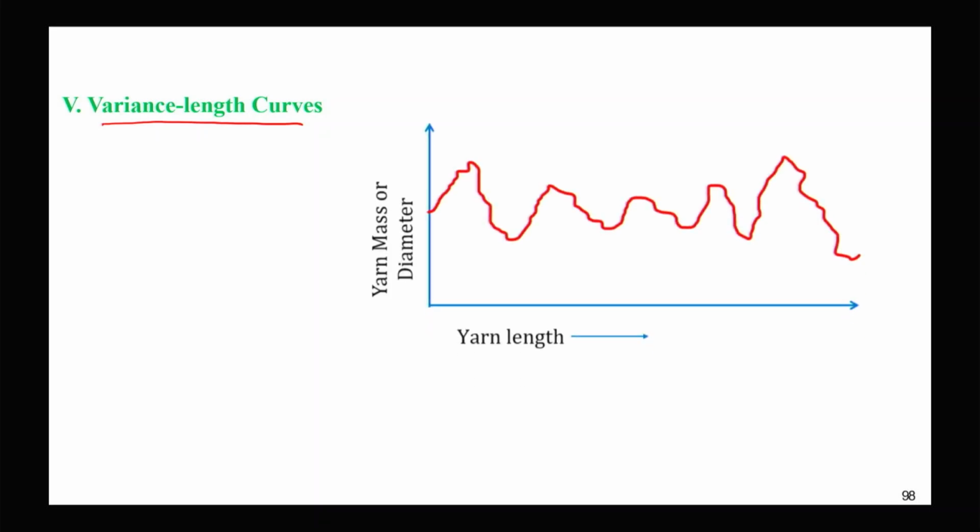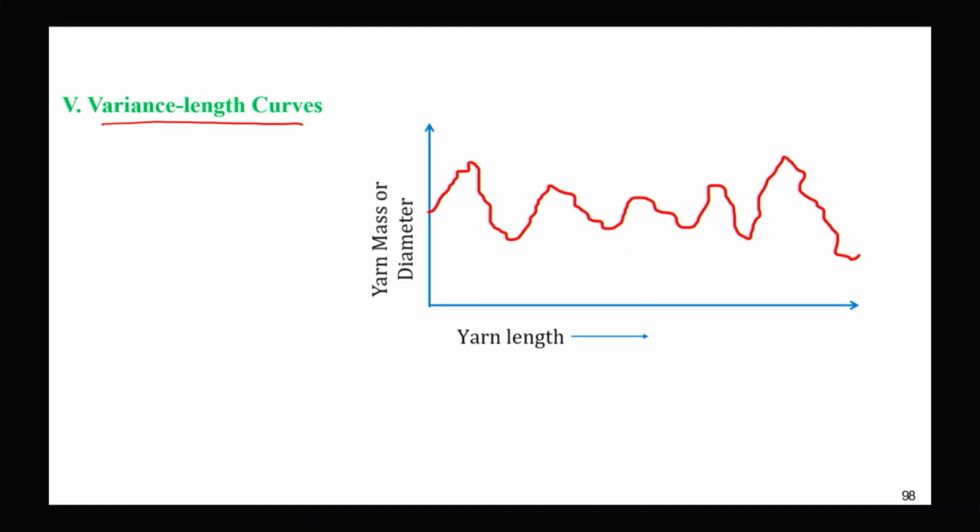For any yarn, the variance length curve is normally used for yarn. So, I will give reference only for the yarn. We can also get the variance length curve for roving and sliver, but at present I will give reference to only yarn for our better understanding. Now, this is the typical mass variation curve.